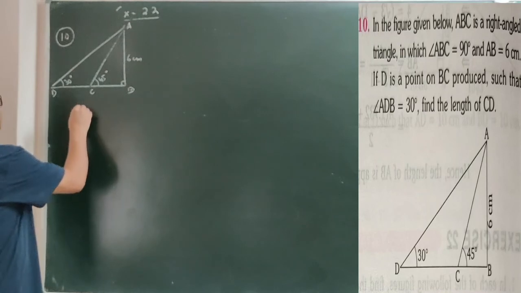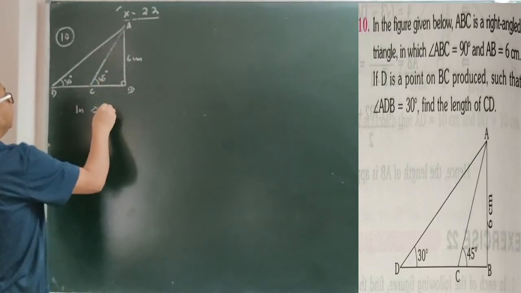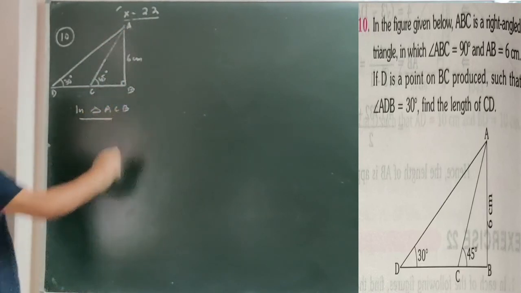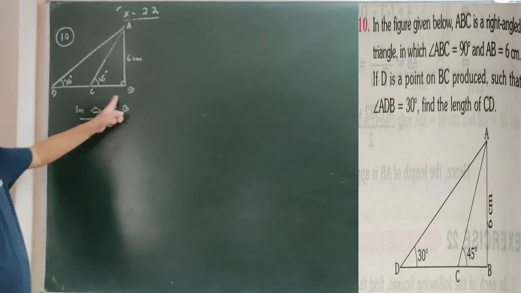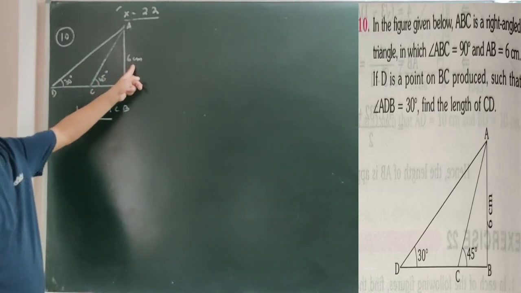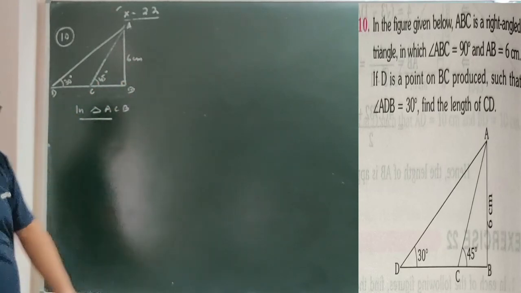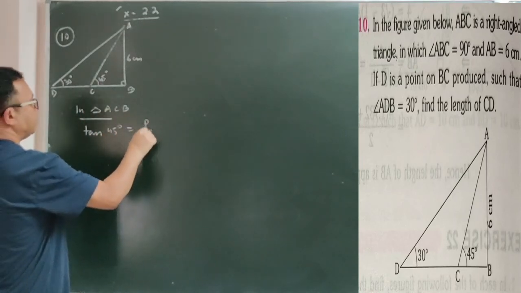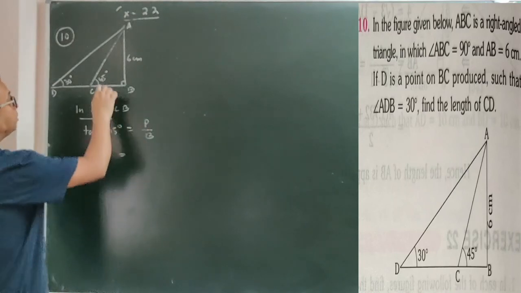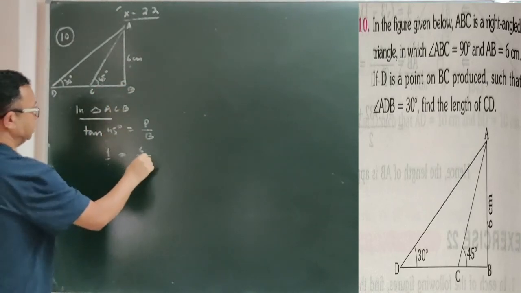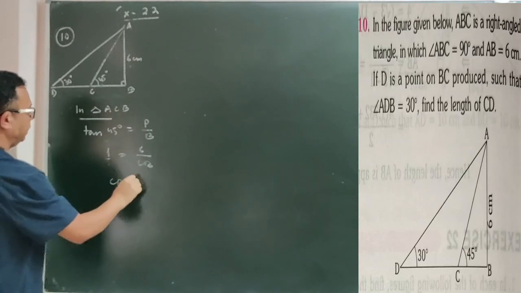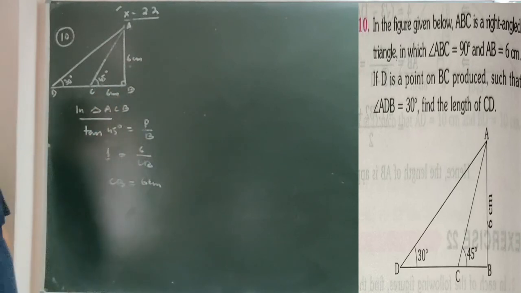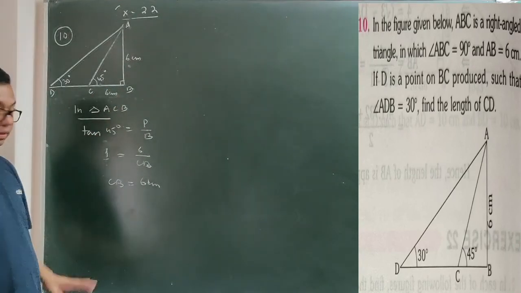So first I'll start with the small triangle, in triangle ACB, and there I'll find out what is CB. CB is base, this is perpendicular, base and perpendicular is tan. So I'll write tan, since the angle is 45, is perpendicular by base. Tan 45 from the table is 1, perpendicular is 6, and base is CB. If you cross multiply, CB into 1 is CB, and that is 6 centimeter. Now I know CB is 6 centimeter.